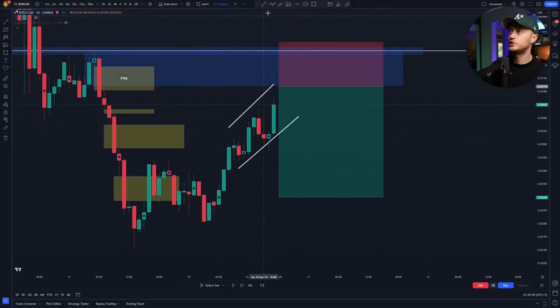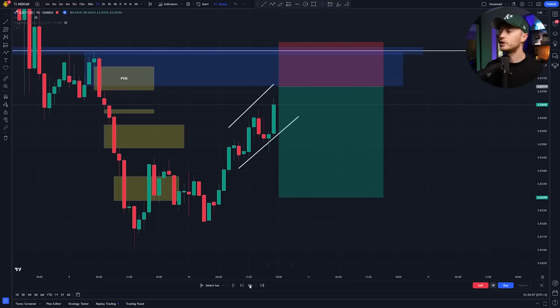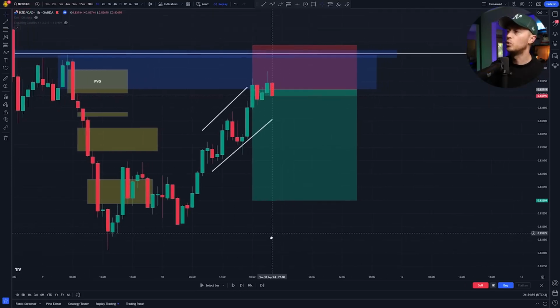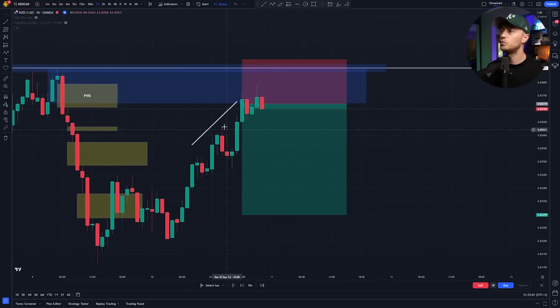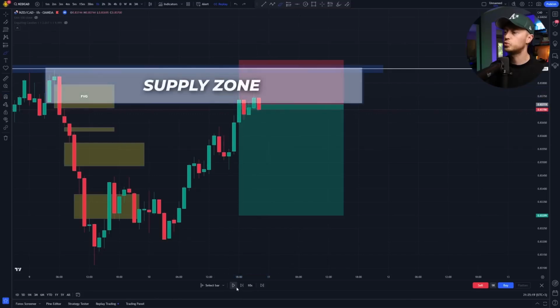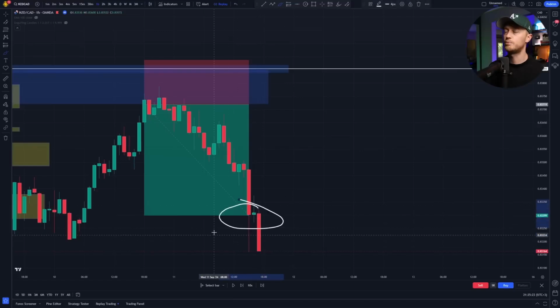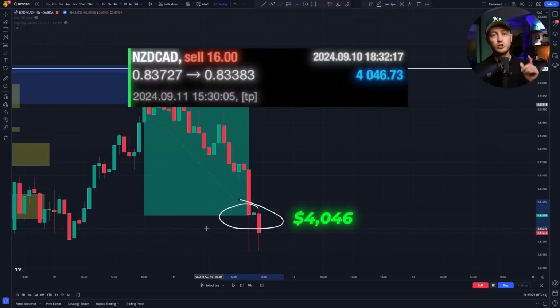I don't want price to come back the way it came down like this. I don't want to see one huge candle enter my zone. I want to see that price starting to slow, lose momentum. And that's exactly what we're starting to get right here, as we're clearly losing momentum. And we had a couple of red candles right here losing momentum as well. So once that happens, price enters my supply zone. That's when I could enter my trade. And you can see here, I smashed my take profit there for over $4,000.